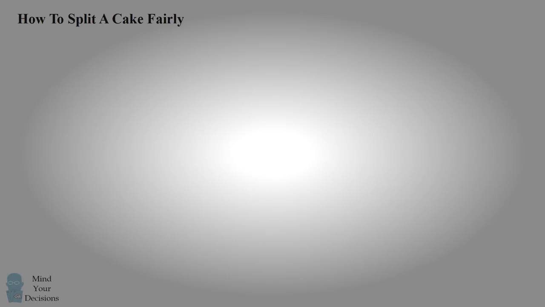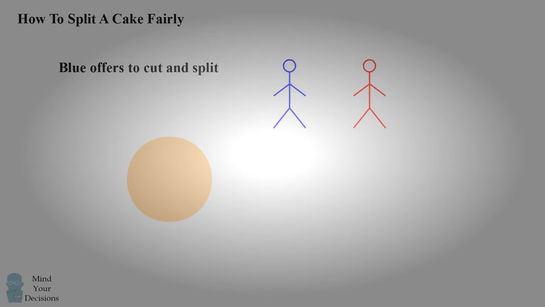In this video, I'll describe a mathematical way to split a cake fairly. Imagine a cake is to be split between two people, blue and red. There are many different ways that blue and red can split up the cake. Imagine blue makes the offer to cut the cake into two pieces and then choose one of the pieces first. Naturally, this is not a fair offer.